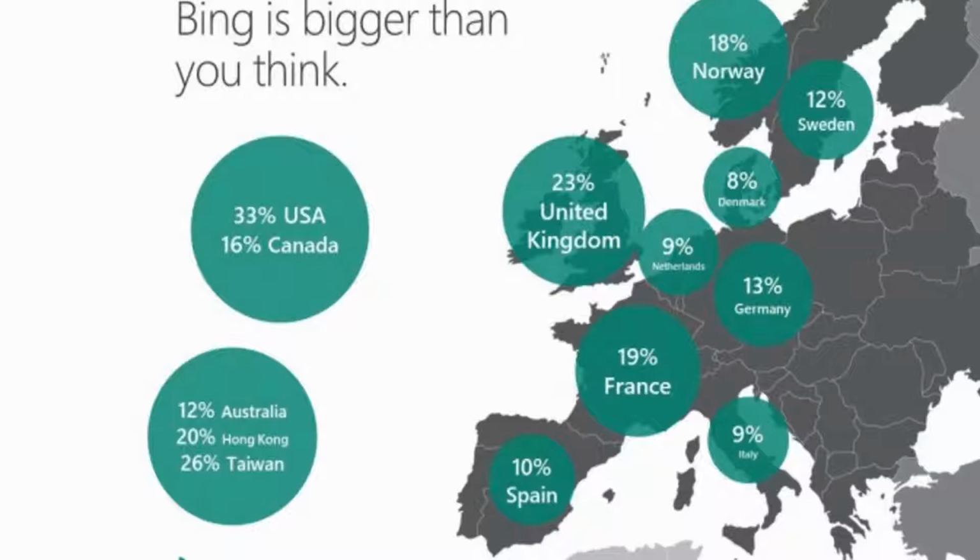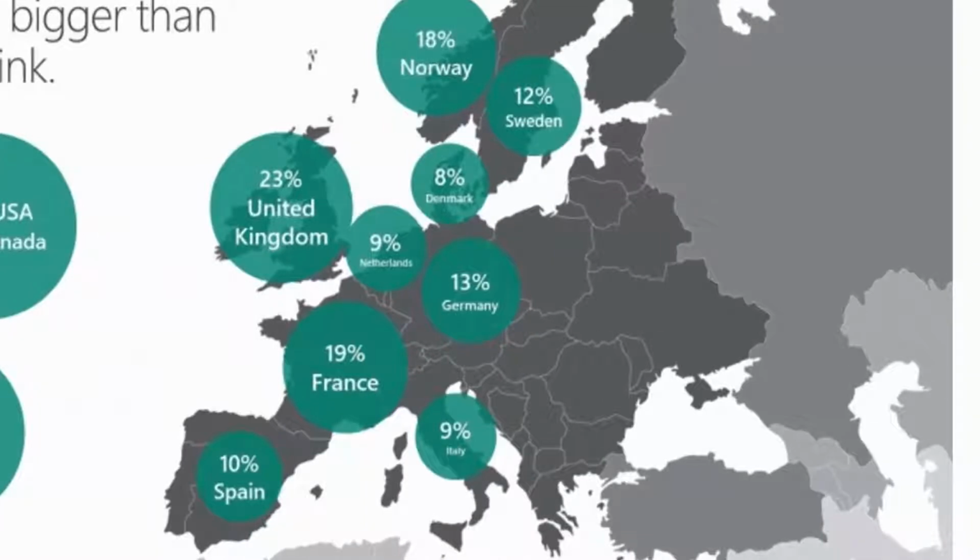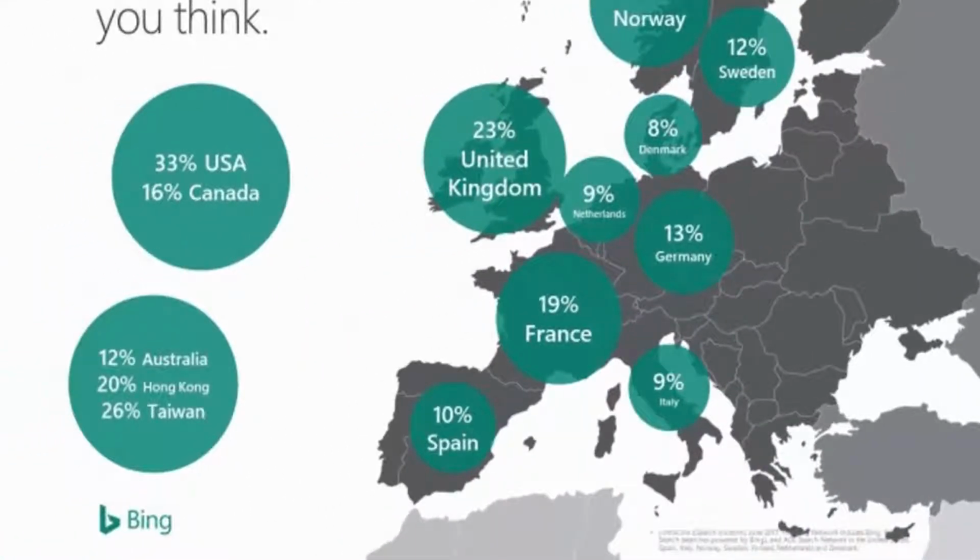Bing is also big in other countries. In this chart, we can see that Bing has a solid presence in the European countries, especially the United Kingdom, France, Norway and Germany, but do not ignore Sweden or Spain, as even a 10% market share will provide you with plenty of clicks. In the Asia-Pacific region, the biggest presence is in Taiwan with a market share of 26%, followed by Hong Kong with 20% share of the market. And in Australia, Bing is growing and currently at 12%.